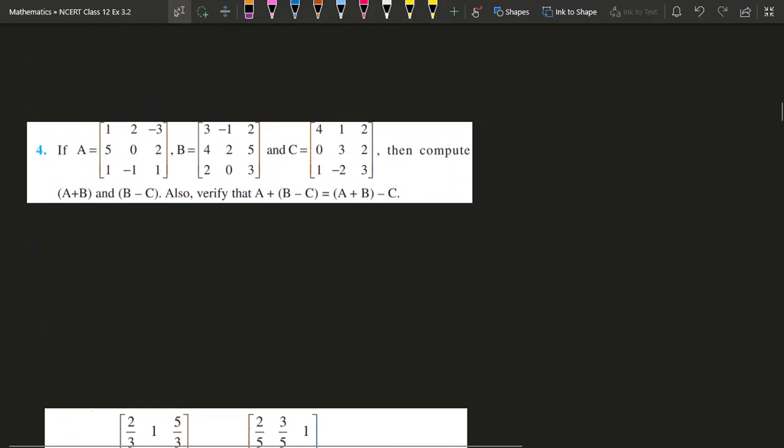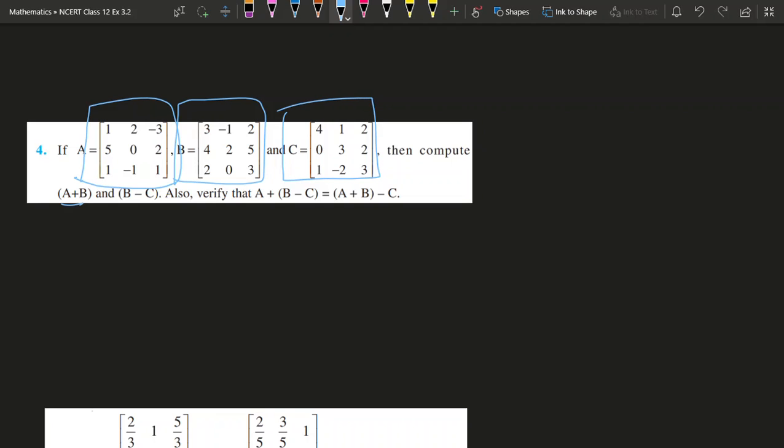Let's move forward to the fourth problem. So in the fourth problem, you're given three matrices, A, B, and C. Those are three 3x3 matrices, and you're asked to compute A plus B, B minus C, and to also verify that A plus B minus C is equal to A plus B minus C. So let's try that.